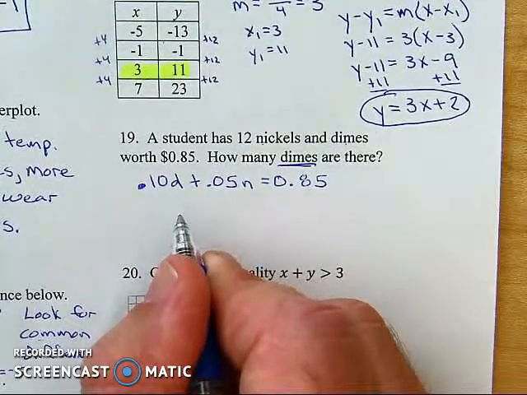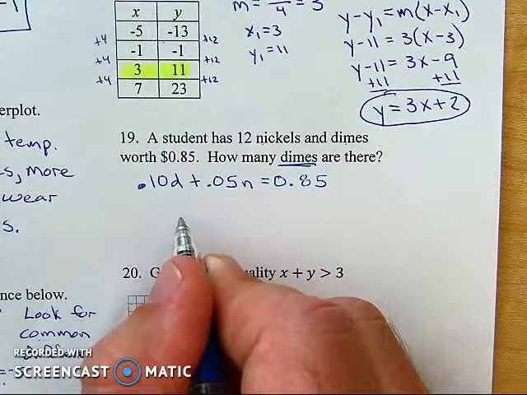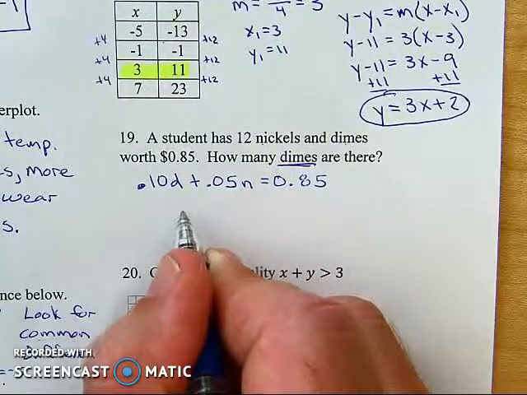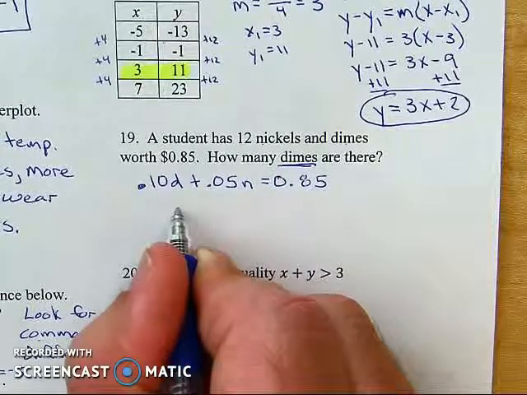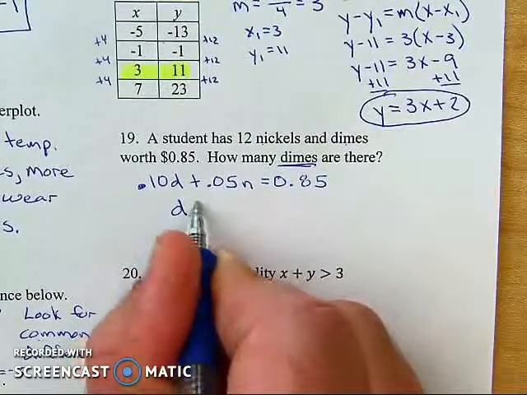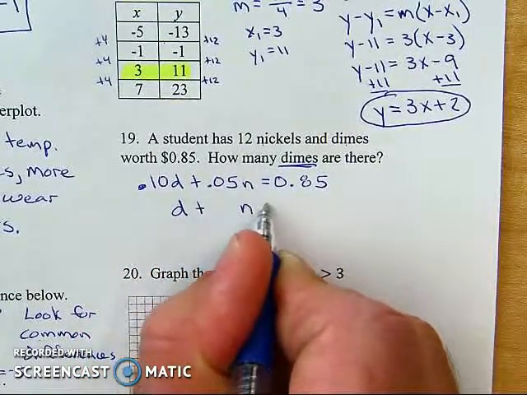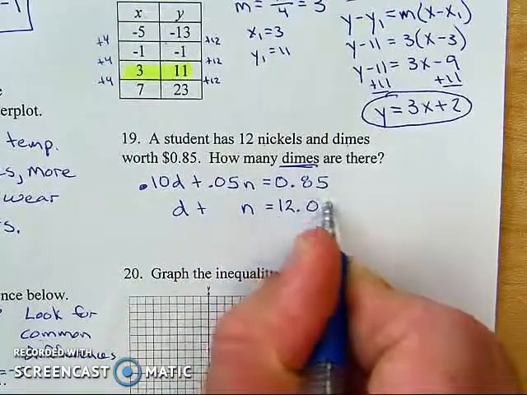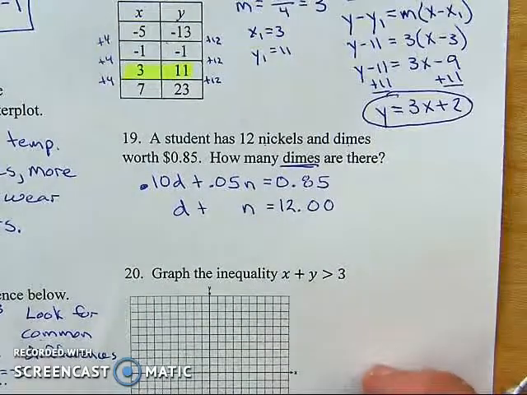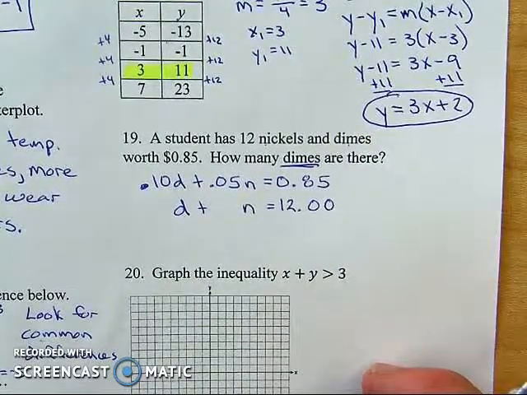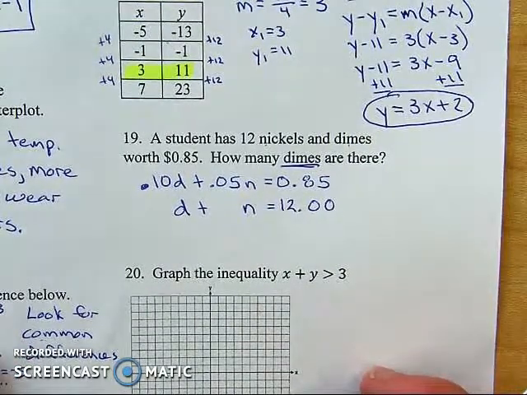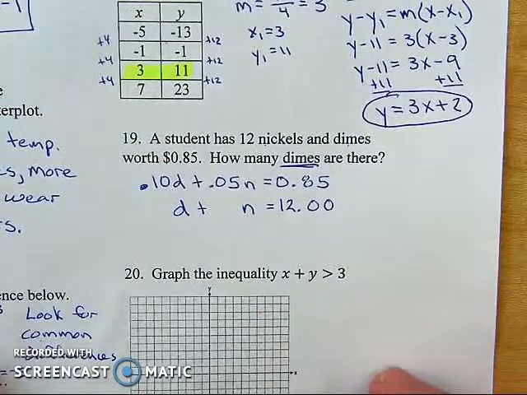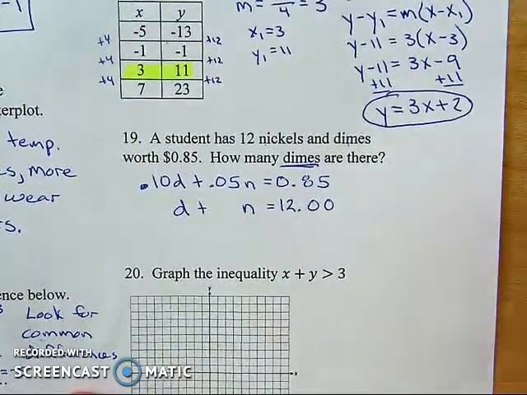So what else do I know? Well, I know that the total number of coins is 12. So I know the number of dimes plus the number of nickels is equal to 12. I'm even going to put 0.00 just to kind of make that look clear there. All right, so this is called a system of equations, and I'm going to take a look here.